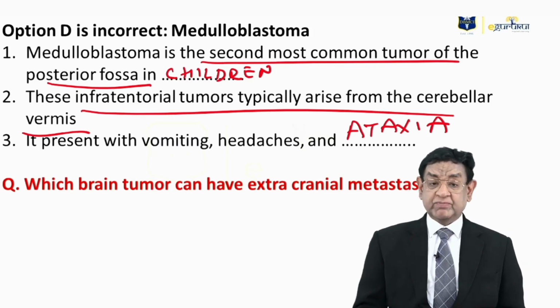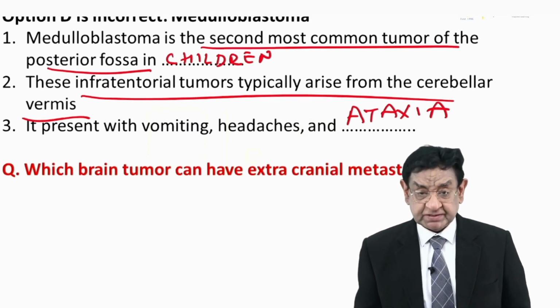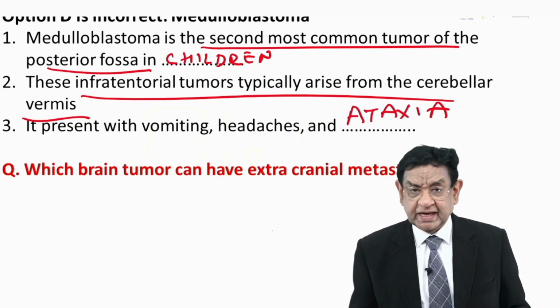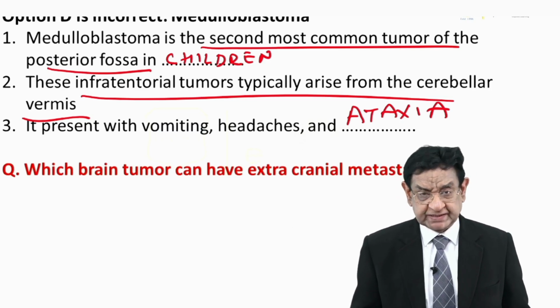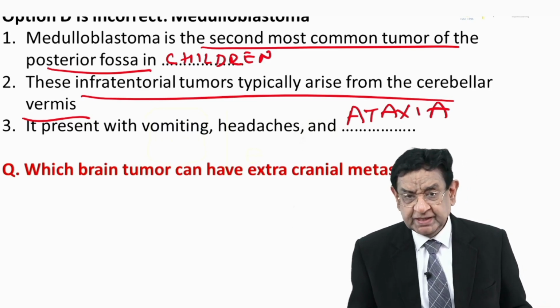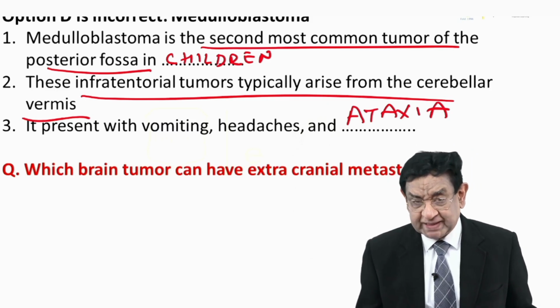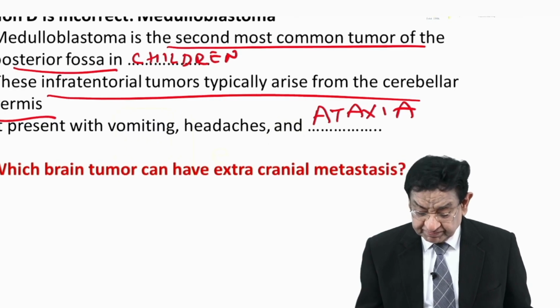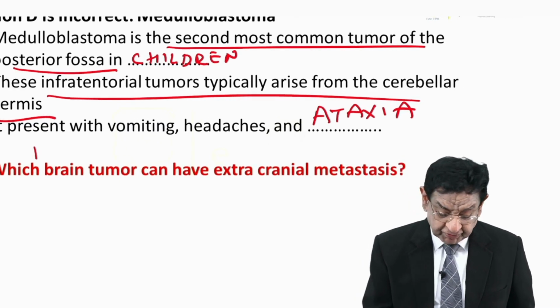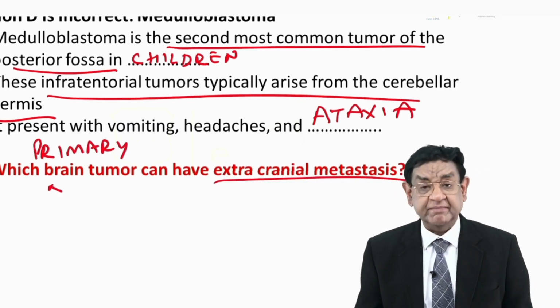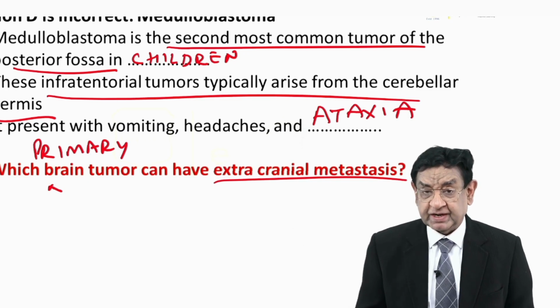Well, I have one more question for you. Stop the video, write down the answer. So we learned about so many tumors so far. Now, brain tumors normally do not go outside the CNS, outside the brain to be more precise. But out of all these, there is only one tumor which goes out, where metastasis can occur. Which one? Primary brain tumor, of course. Primary brain tumor can have extracranial metastasis. Stop the video, write down the answer.